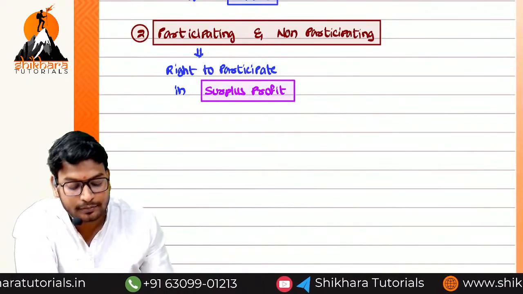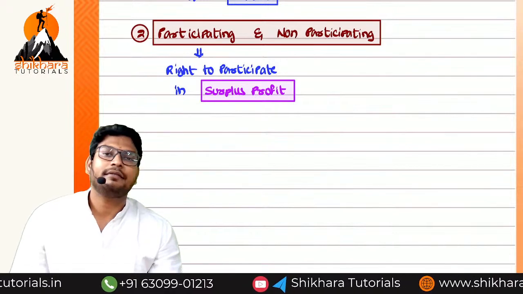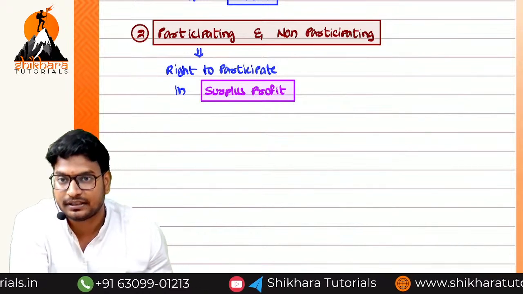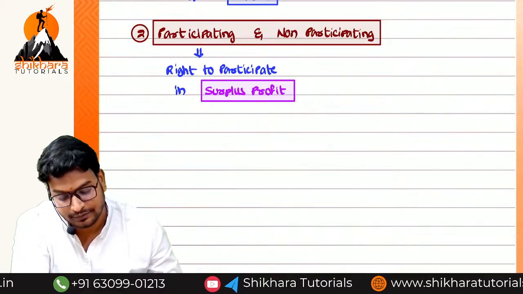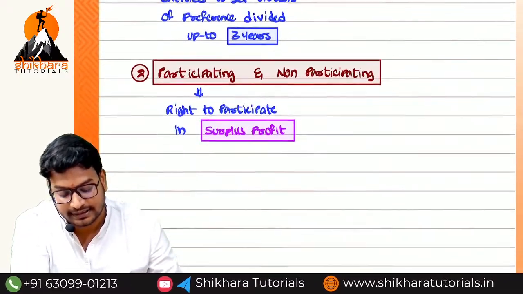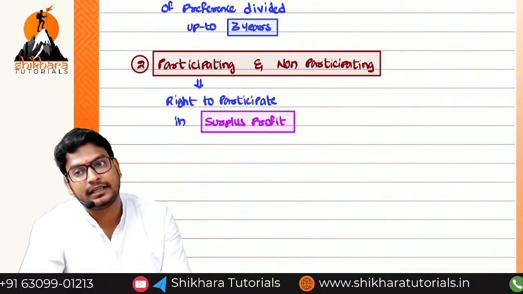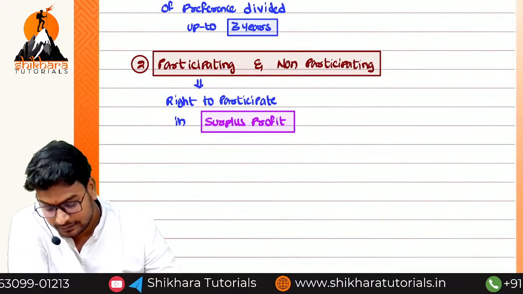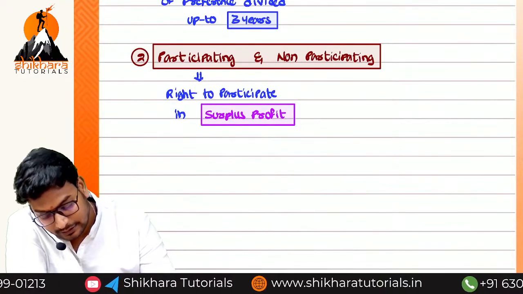What is the meaning of non-participating, ma? Not having right to participate in the surplus profits. Are there any doubts up to here? So we have completed the two types, cumulative and non-cumulative, and the second one is called what, ma? Participating and non-participating. And the third one, convertible and non-convertible.